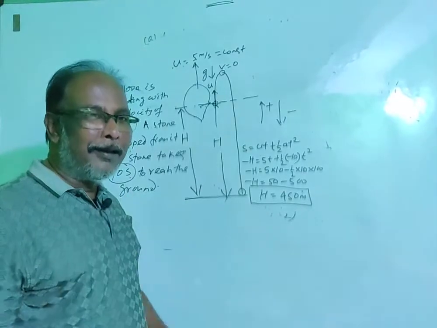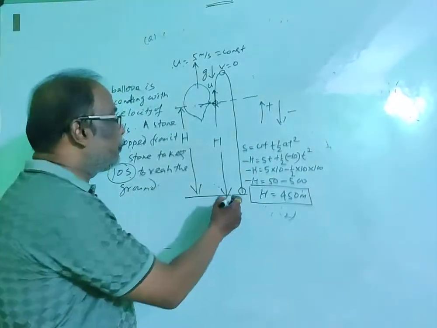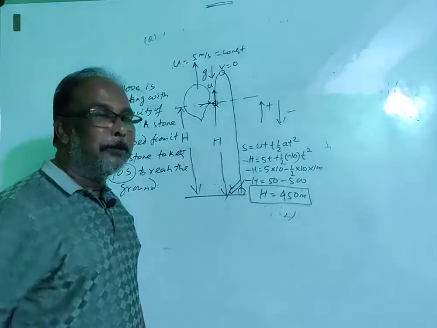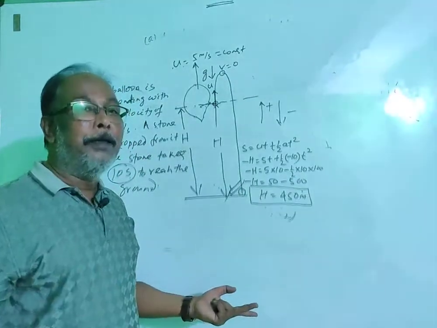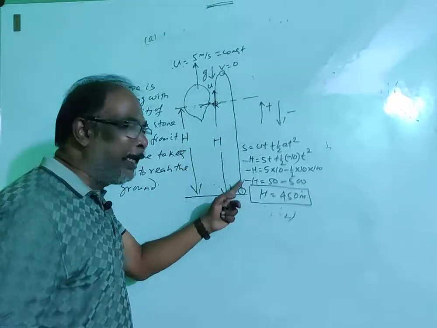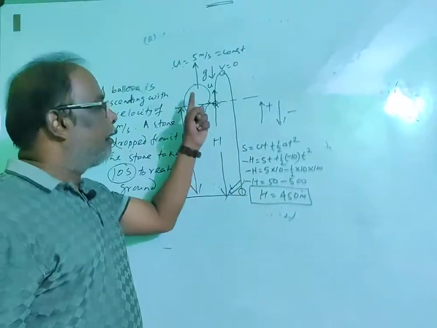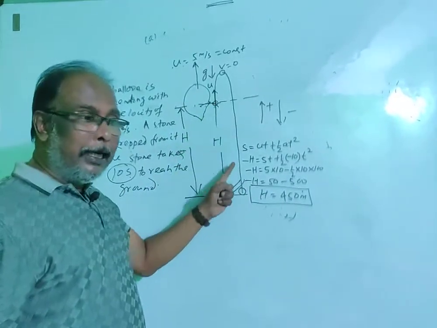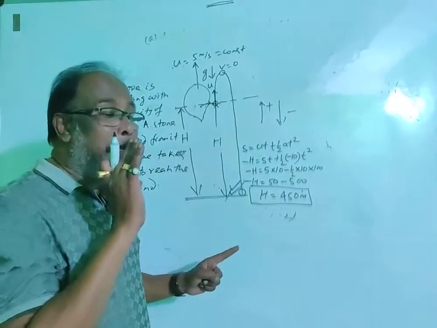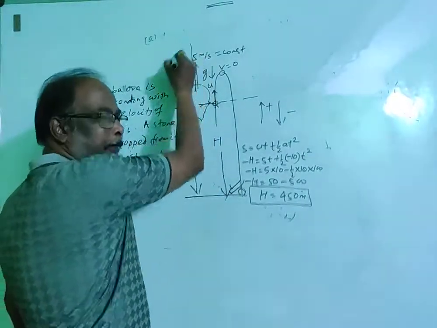This is the first answer. If it is asked, when the stone strikes the ground, what is the distance between the balloon and the stone? The stone takes 10 seconds to reach the ground. In that time, the balloon is not at rest, it has moved up.